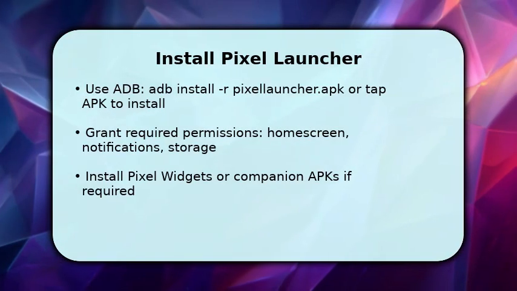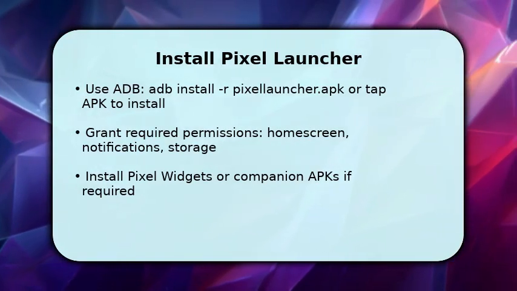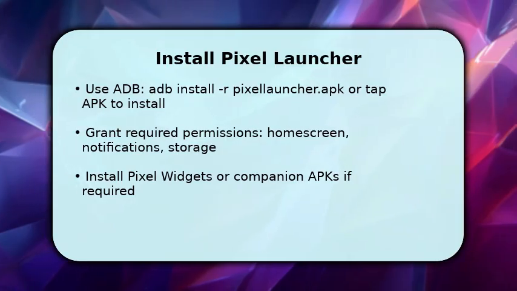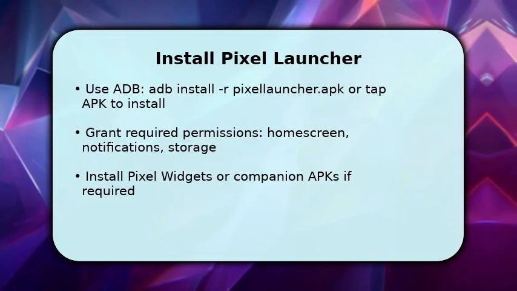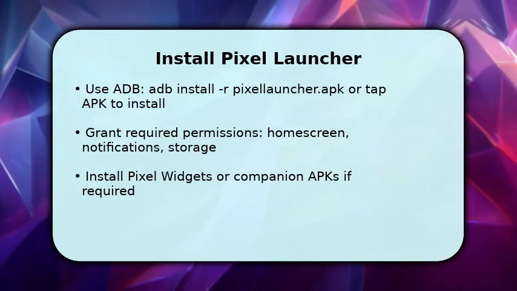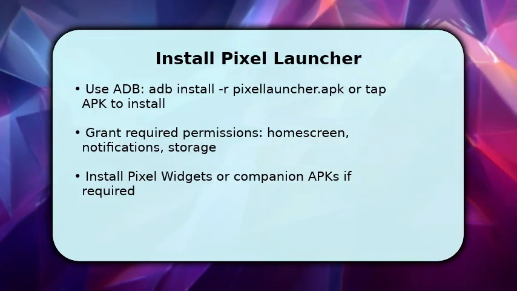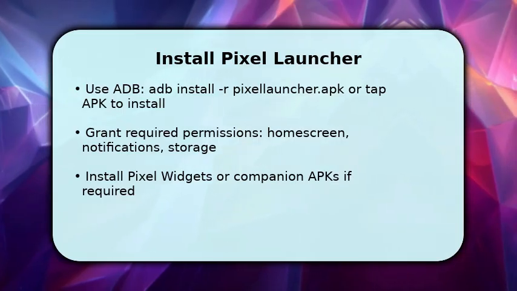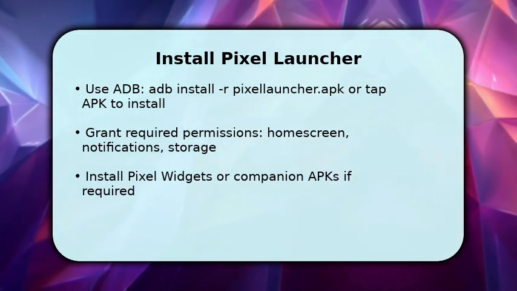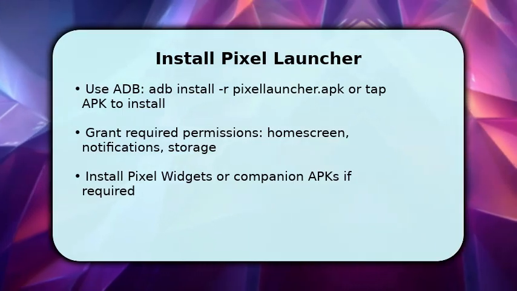You will now install the APK. If using ADB, connect your device and run adb install -r Pixel Launcher.apk to replace older builds, otherwise tap the downloaded APK and follow prompts. Once installed, open the app to grant home screen and notification access and any storage permissions it asks for. That enables widgets and search.